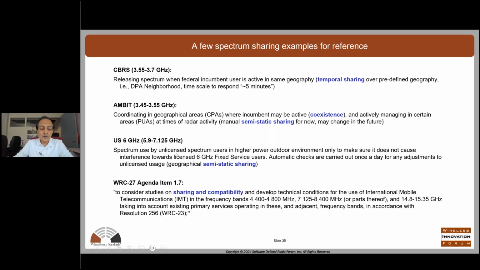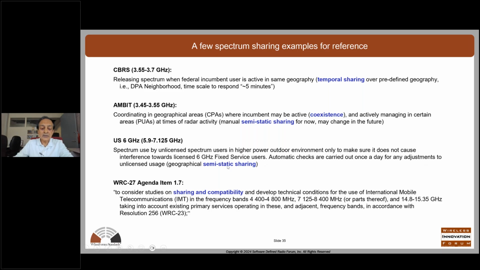Then you also have upper 6 gigahertz in the US. And here, I should say the 6 gigahertz spectrum, now in the whole US 6 gigahertz spectrum. And here, this is authorizing spectrum use by unlicensed spectrum users in higher power outdoor environment, only to make sure it does not cause interference towards licensed 6 GHz fixed service users. The automatic checks are carried out once a day for any adjustment to the unlicensed use.